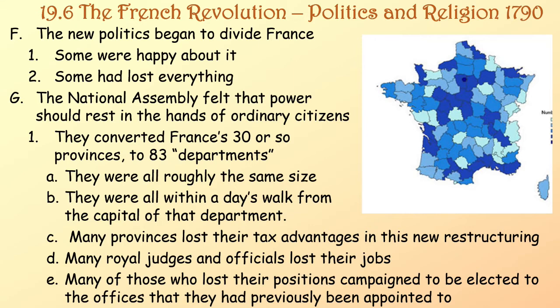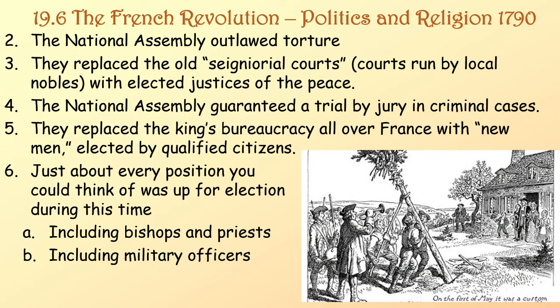Many provinces lost their tax advantages in this new restructuring. Many royal judges and officials lost their jobs. Many of those who lost their positions campaigned to be elected to the offices that they had previously been appointed to and lost. The National Assembly outlawed torture, and they replaced those old seigneurial courts run by local nobles with elected justices of the peace. And the National Assembly guaranteed a trial by jury in criminal cases. And they replaced the king's bureaucracy all over France with new men elected by qualified citizens.